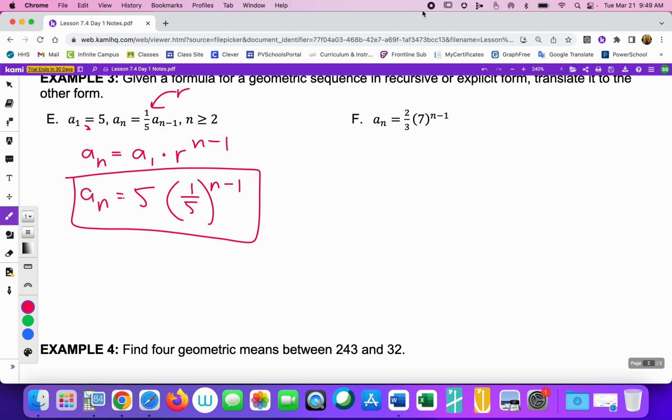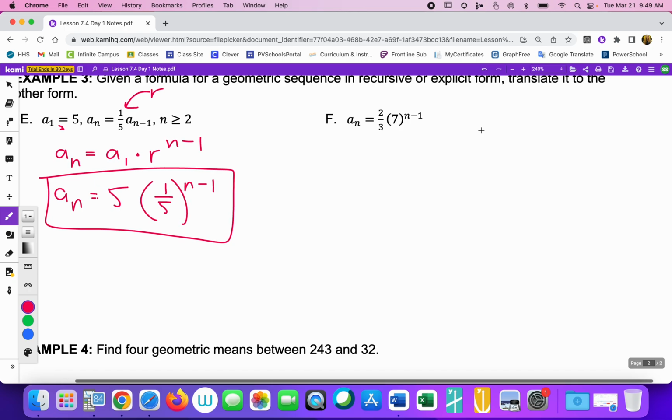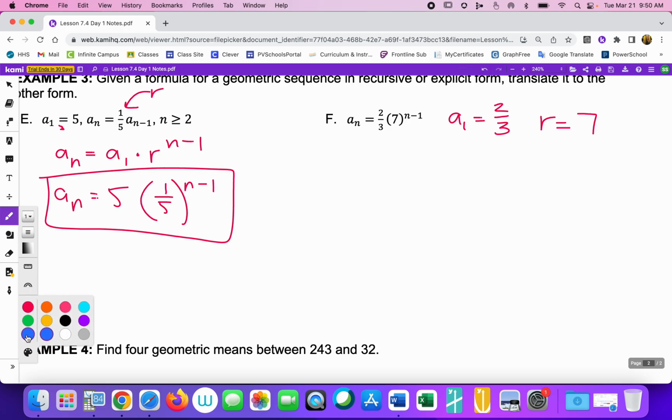So the one that we have over here is in explicit form. You would still need the same two pieces of information. Which number is A1? It's the one without the exponent, so it's floating out front here, so 2/3, which would mean R is the one with the exponent, which is 7. Okay. Now explicit's going to look like this over here. Okay. So we do the A1 term. So A1 is 2/3.